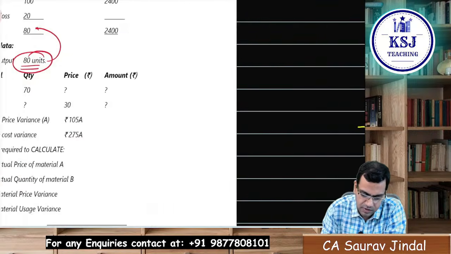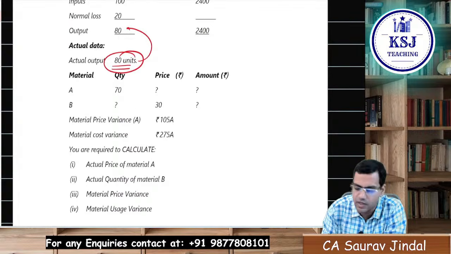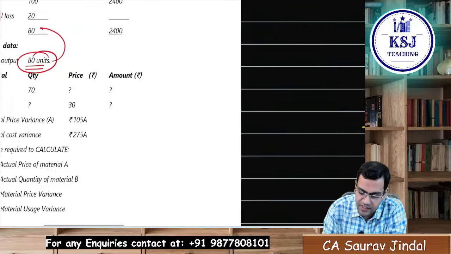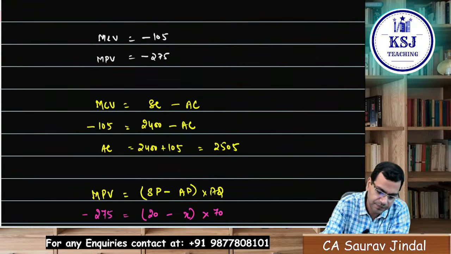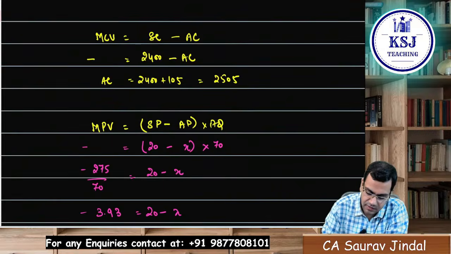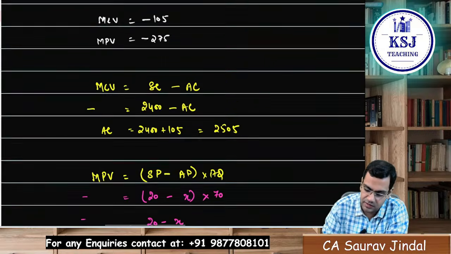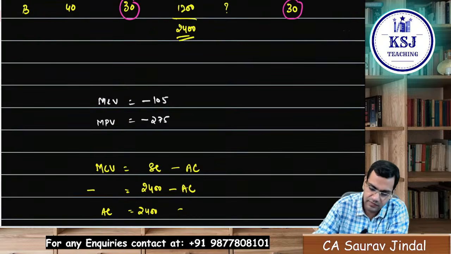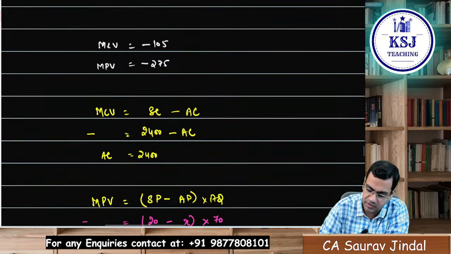Acha, the figures I have changed. Okay. Thank you. Got it. Price variance is 105. Okay. That is the reading mistake. So you're saying, okay, no issues. We will correct it. Thank you for the correction.